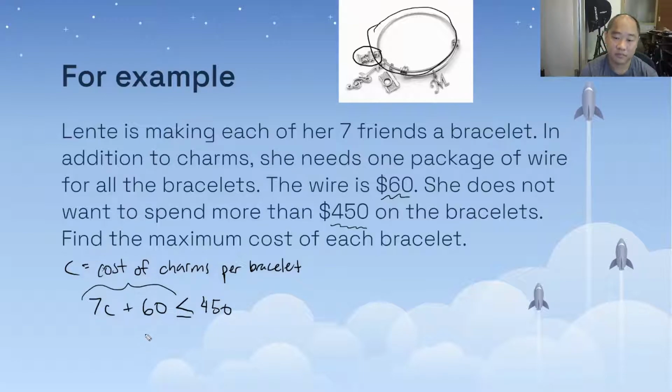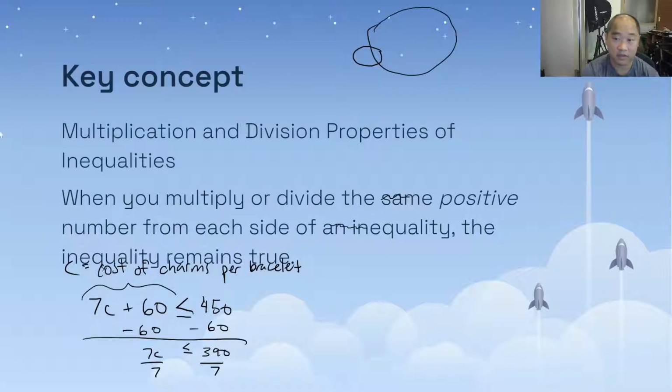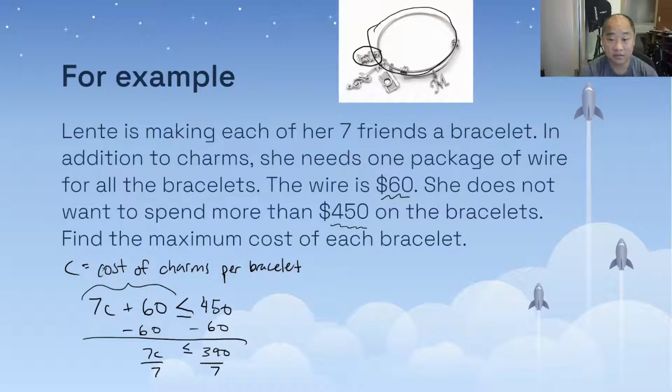450. So we'll subtract 60 from both sides. And that'll give us 390 and 7c. And we can divide by 7 because that's what we said earlier here, right? Multiplication and division as long as they're both positive. And yes, 7 is positive. So c is going to be less than or equal to whatever this is, right?